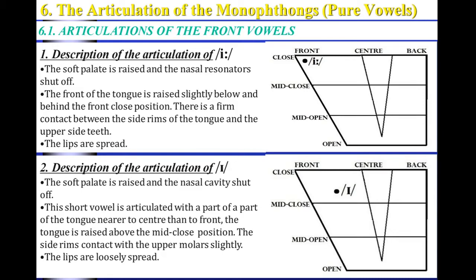Number 2 is short E. Description of the articulation of short E. The soft palate is raised and the nasal cavity shut off. This short vowel is articulated with a part of the tongue nearer to center than to front. The tongue is raised above the mid-close position. The side rims contact the upper molars slightly. The lips are loosely spread. So the tongue here is more relaxed.